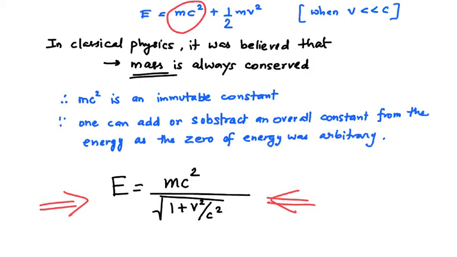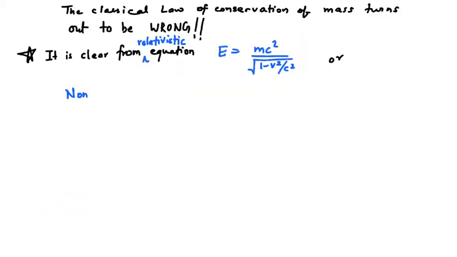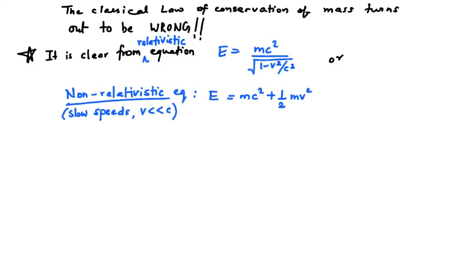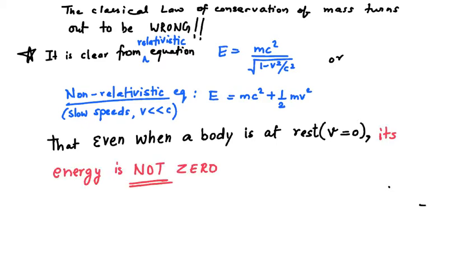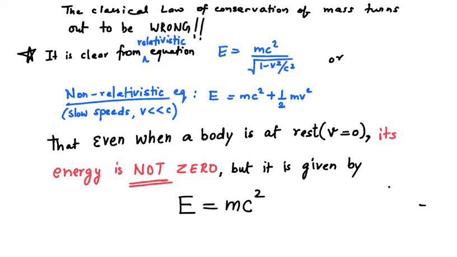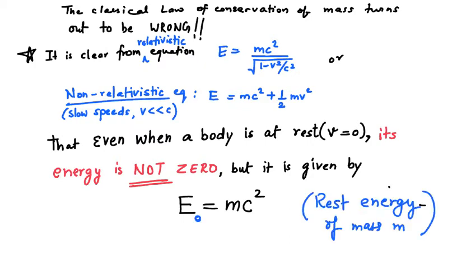Now it is clear from the relativistic equation that even when a body is at rest, that is, its velocity is zero, its energy is not zero, but is given by E equals mc square, and that is the rest energy of mass m. This energy exists even if an object of mass m is not moving. So this is the rest energy.